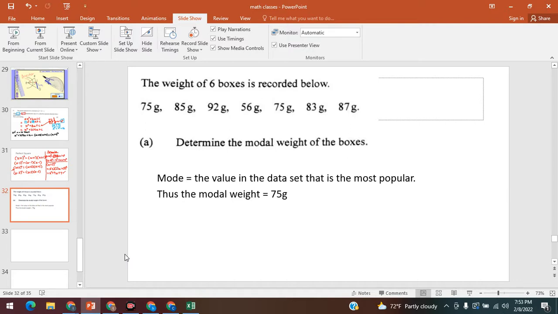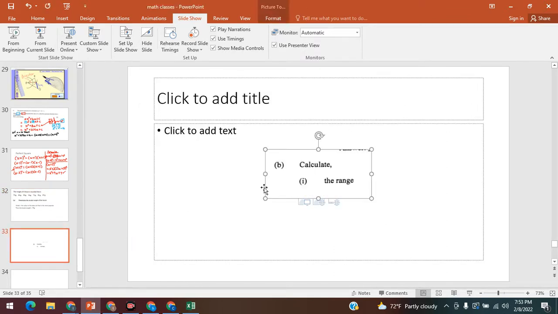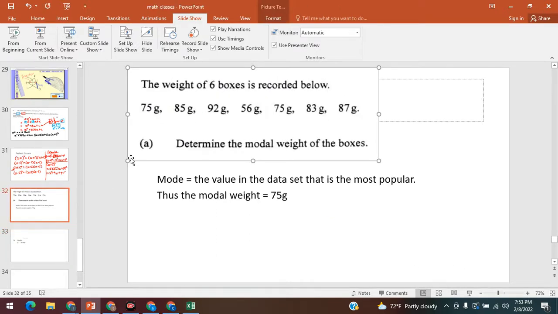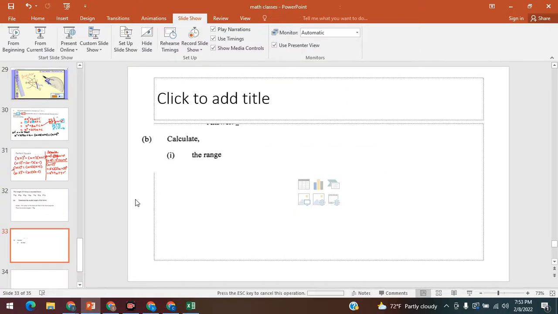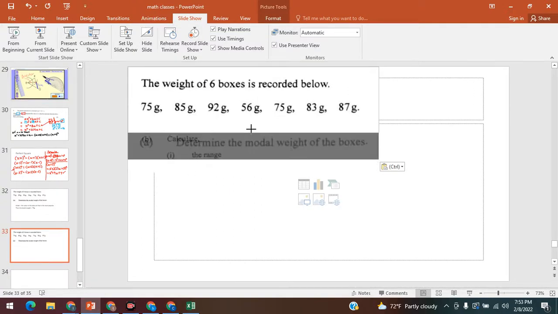So the mode is the most frequent value in the data set, the one that occurs the most. 75 occurs the most, so we have that there. The next thing that they want is the range. Anyone know what the range is? It's when you subtract the smallest number from the largest. Yeah, subtract. So that's the range.